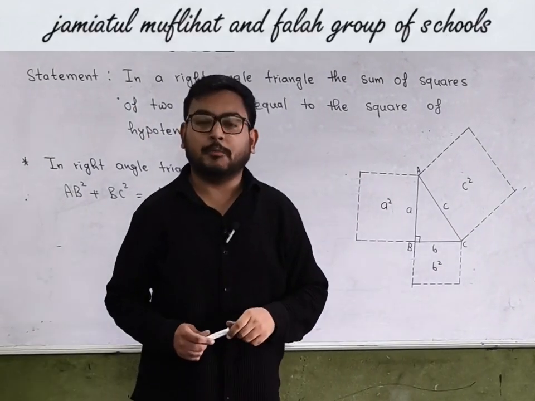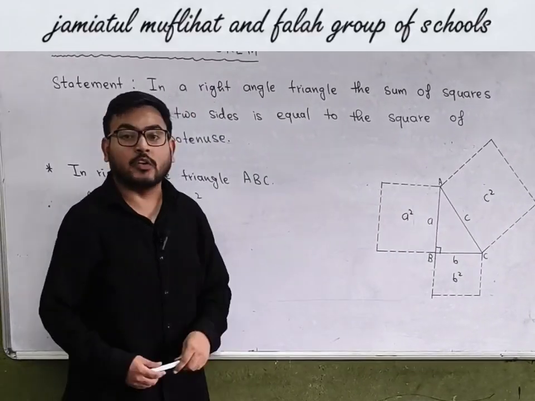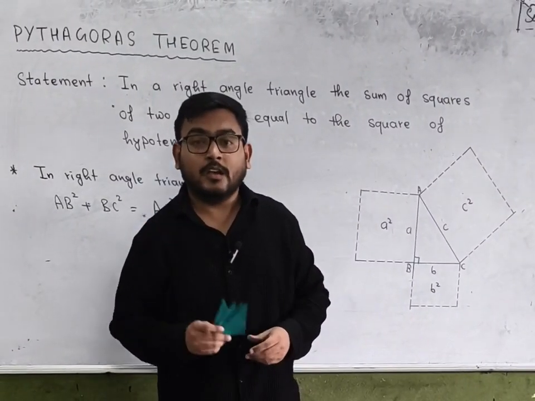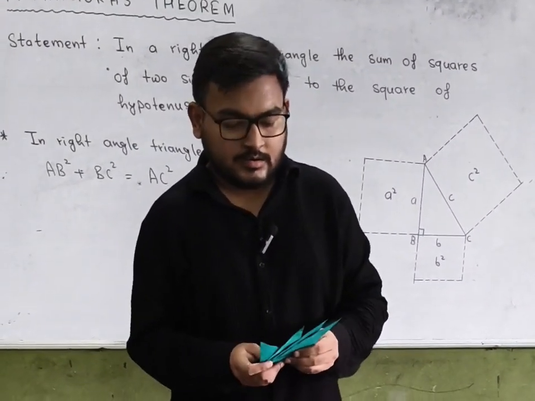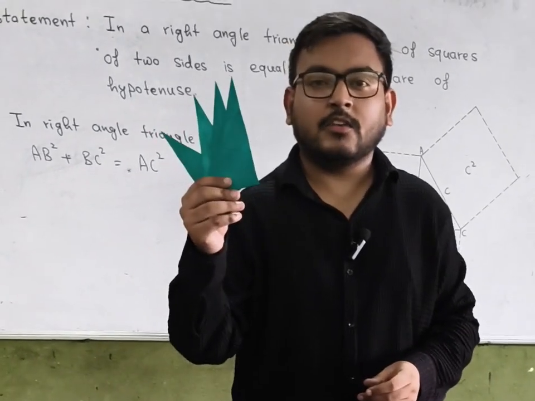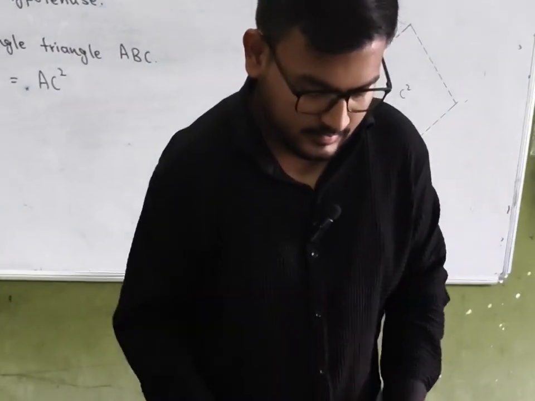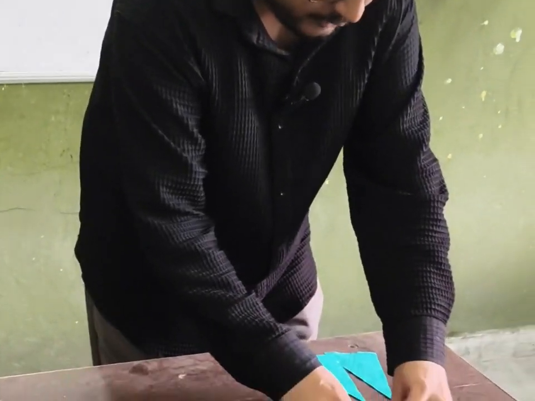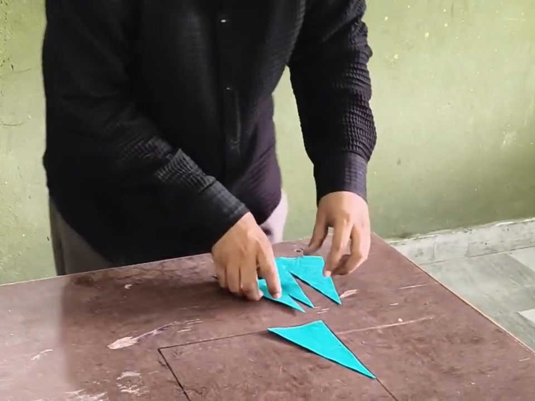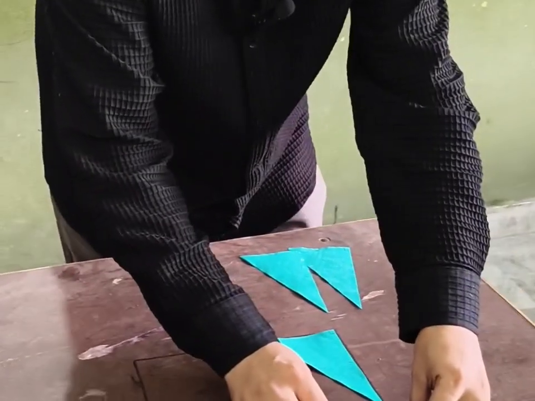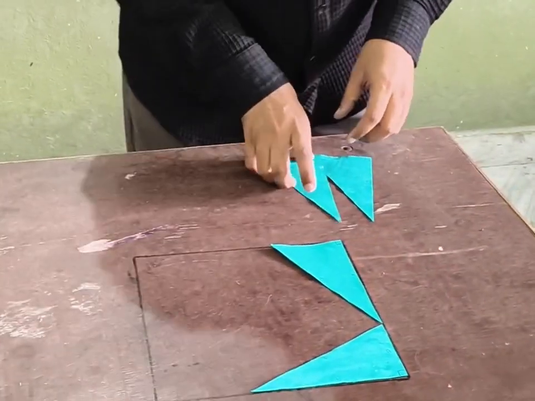Now I'll show you a visual representation of this Pythagoras theorem. For the visual representation, I've drawn these four right angle triangles of equal area. So how will we do it? Let's see. Here we are going to arrange these figures in this square like this.